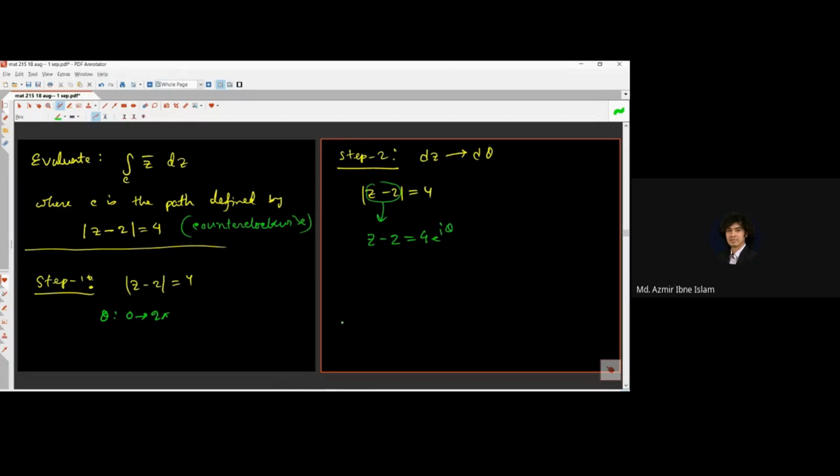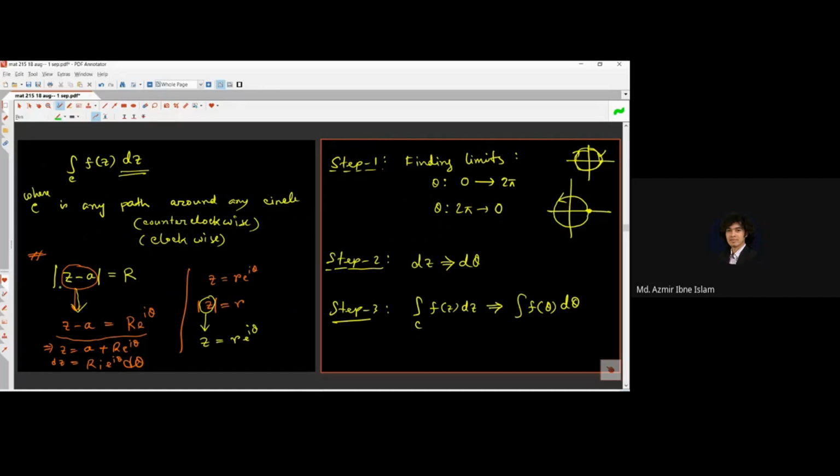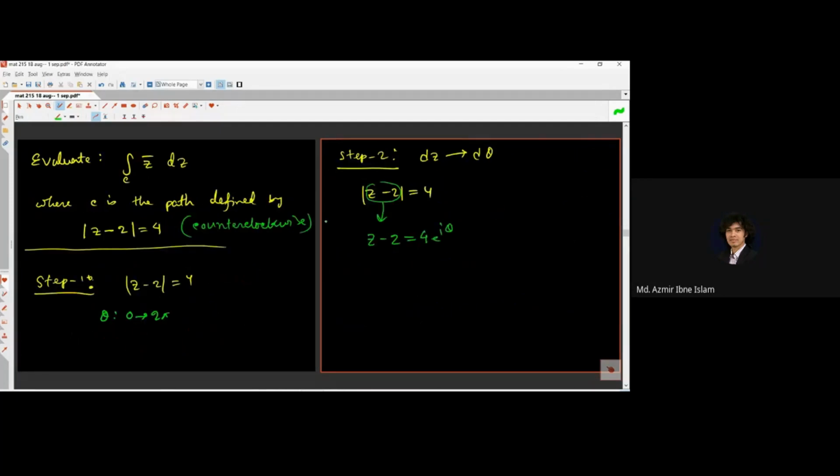Is that okay? Yes, sir. That means if we have the modulus of z negative a equal to r, then z negative a equals r e to the power i theta. So this concept is important. Now what we can do, we can just transfer 2 to the right side. So we have z equals 2 plus 4 e to the power i theta.